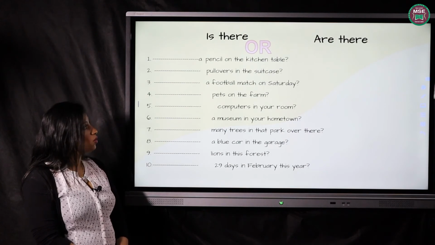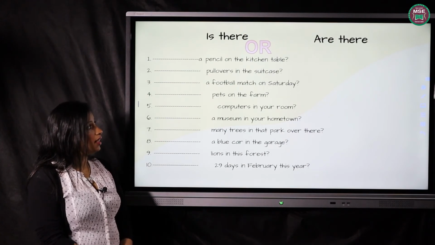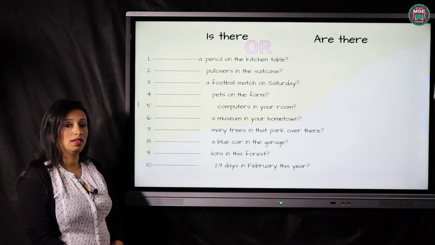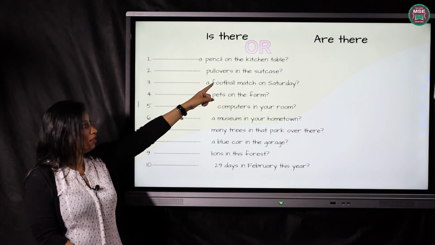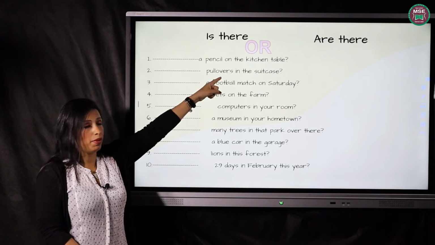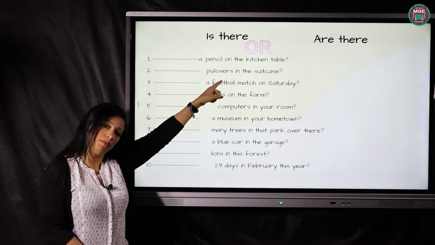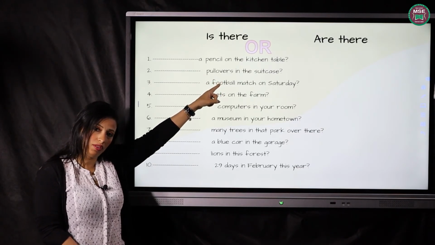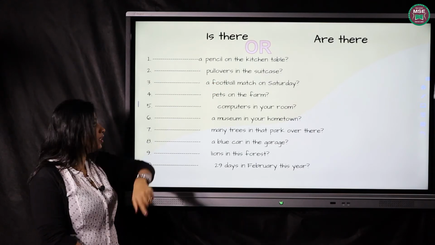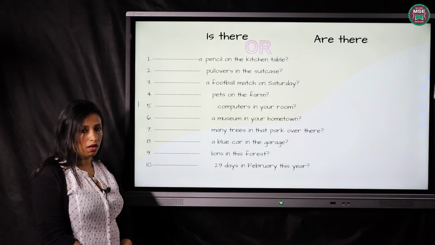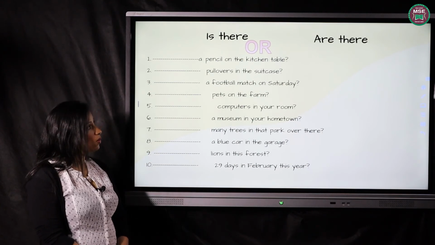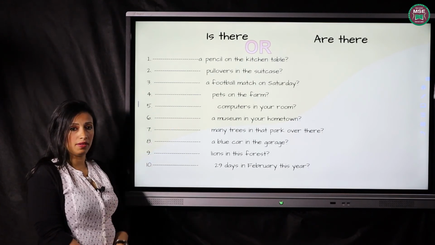Okay, number two, pullovers in the suitcase. Are there or is there? Look at the noun here. We have S. Please pay attention. Whenever we have S, it means we are talking about plural. Many things, a lot of things, okay? So many pullovers, not only one pullover. So we are going to start our question by using "are there."